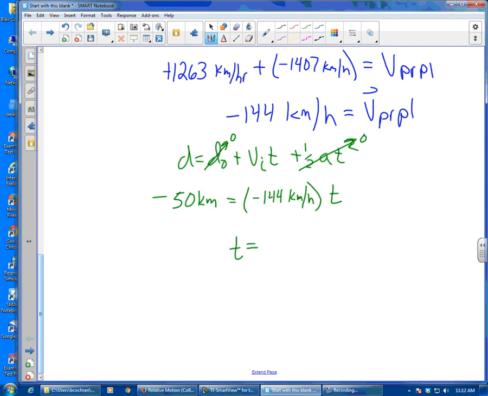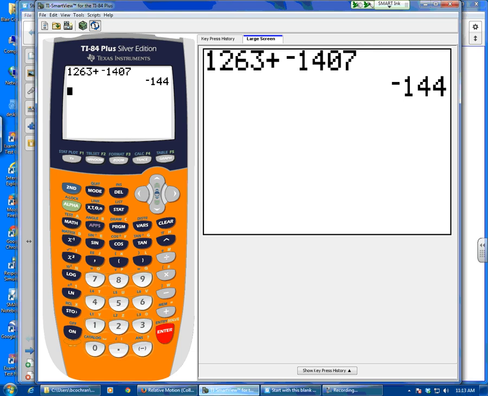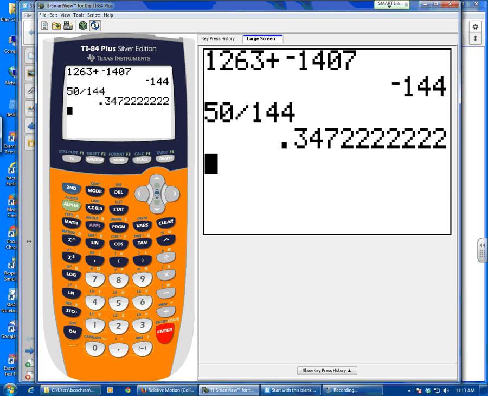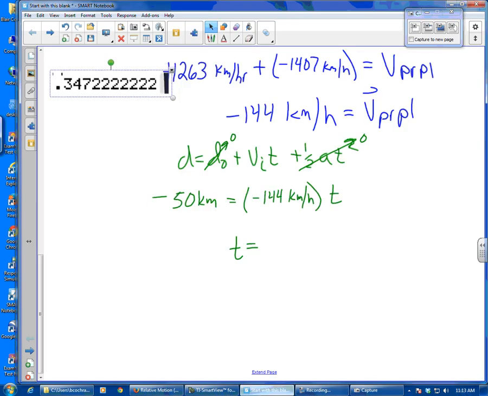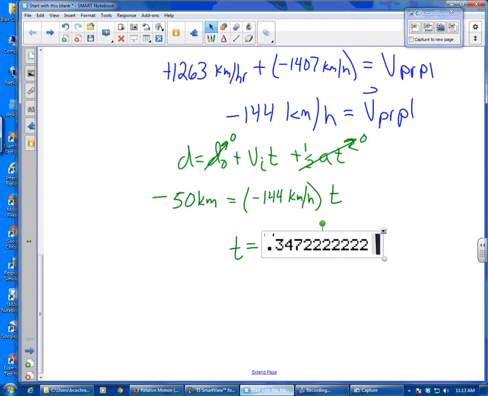and I get, let's see, that would be 50 divided by 144. Sorry, I took a little shortcut in my head because I had negative divided by negative. I don't feel like writing this number again. Because what units is that in? Hours.